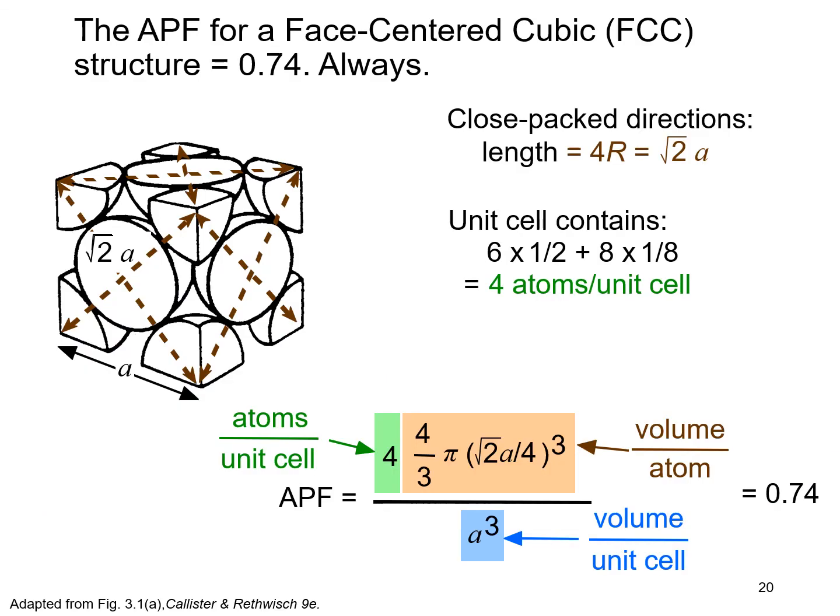For the face diagonal length, we get the square root of 2a, and that equals 4 atomic radii. Again, now we have everything we need to calculate the atomic packing factor. The atomic packing factor for a face-centered cubic structure is 0.74. This is the highest APF possible.